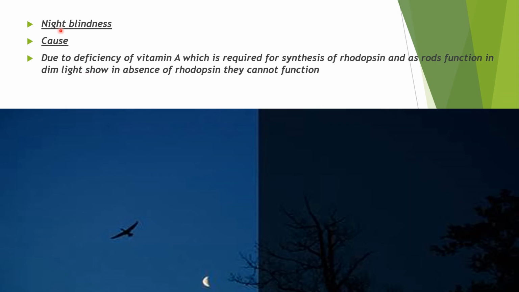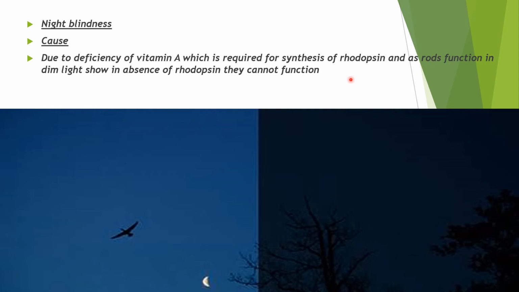Now the next common eye defect is night blindness. In night blindness, a person cannot see clearly in dim light intensity. This is the vision of a normal eye. This is the vision of a person suffering from night blindness. And night blindness occurs due to the deficiency of vitamin A in the diet. What is the necessity of vitamin A? Vitamin A is required for the synthesis of rhodopsin, which is the pigment found in the rods.